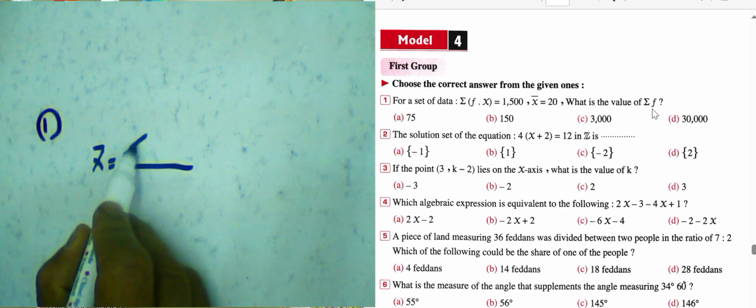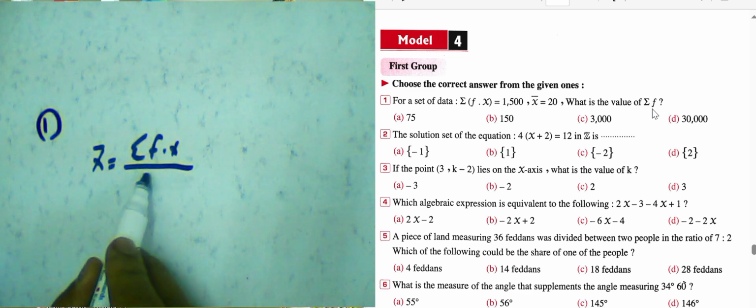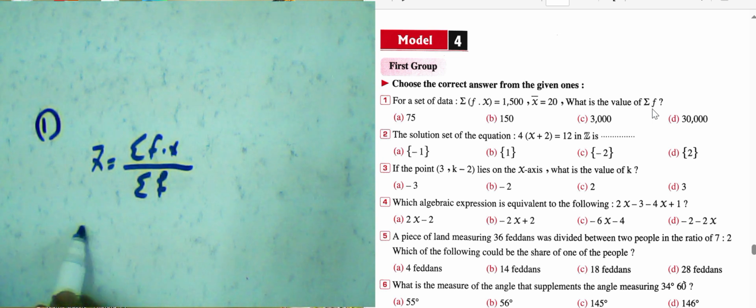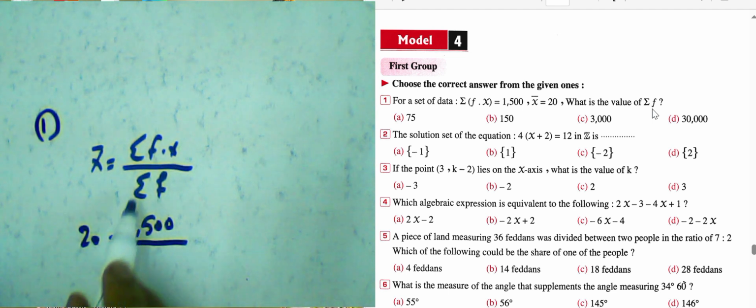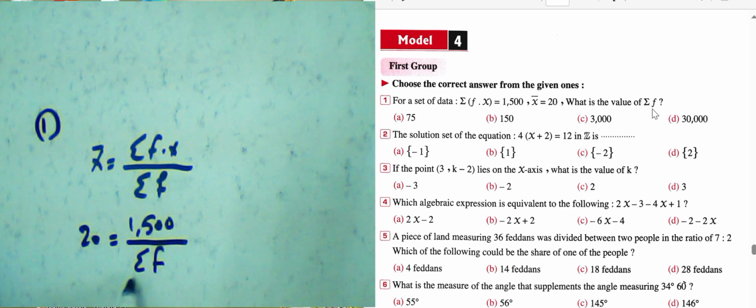We use the rule x bar equals summation of f dot x over summation of frequency, and then put in the information from this example. We know x bar here was 20, summation of f dot x he gives us in the example as 1500, and we want to find summation of frequency.